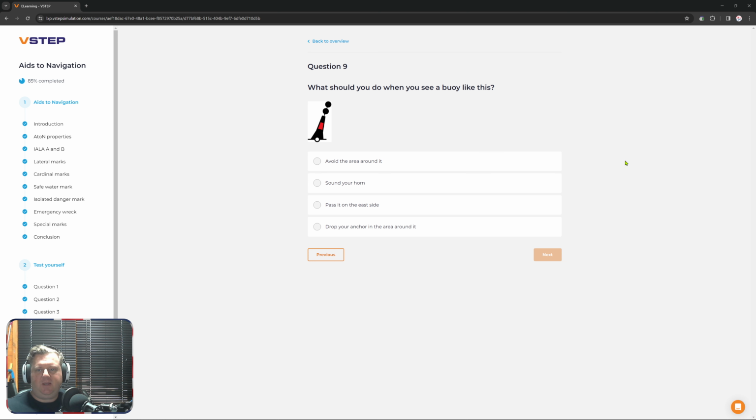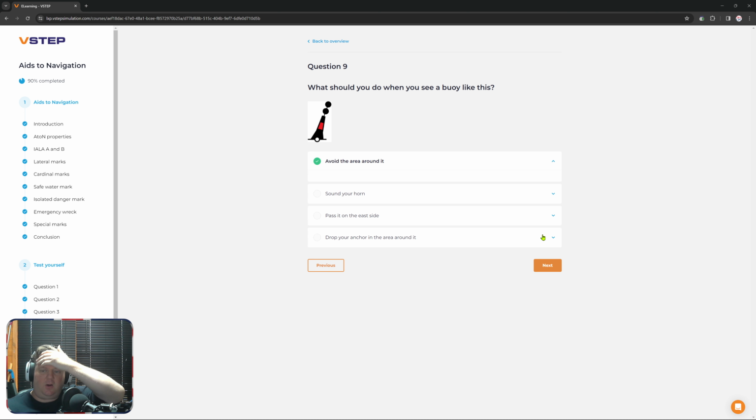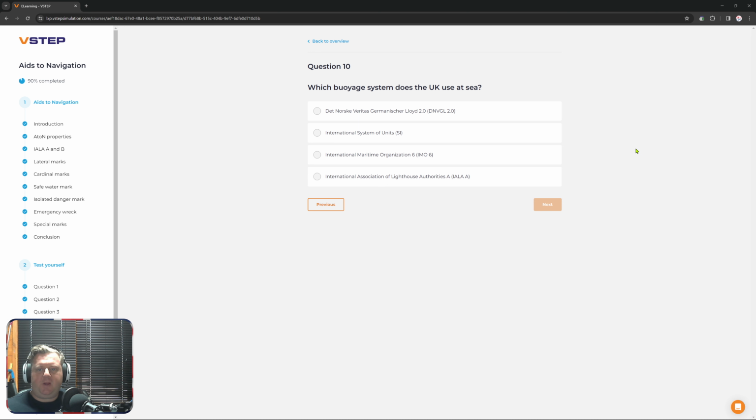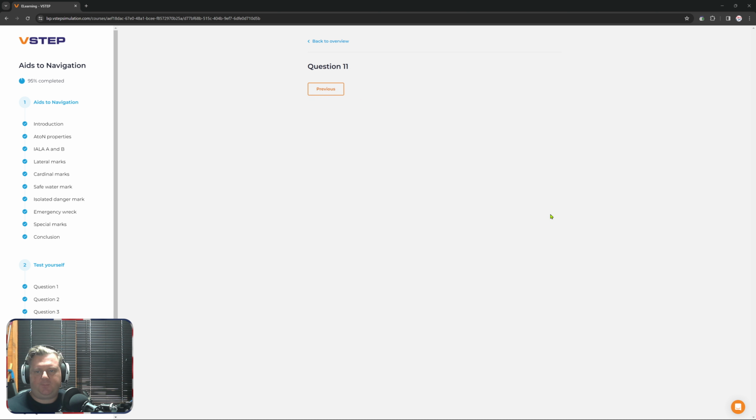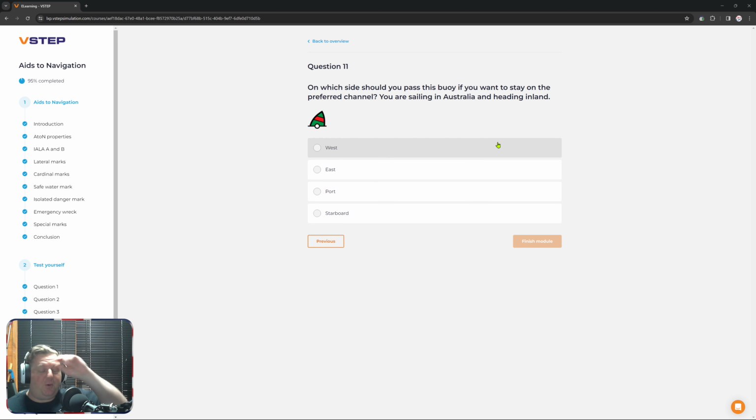What should you do when you see a buoy like this? Oh, wow. I don't remember. I'm going to say avoid the area around it, but I'm not sure. Oh, okay, cool. Which buoyage system does the UK use at sea? We use the A. Yeah. I thought it was B, actually. If they'd have put B there, I'd have got that wrong.